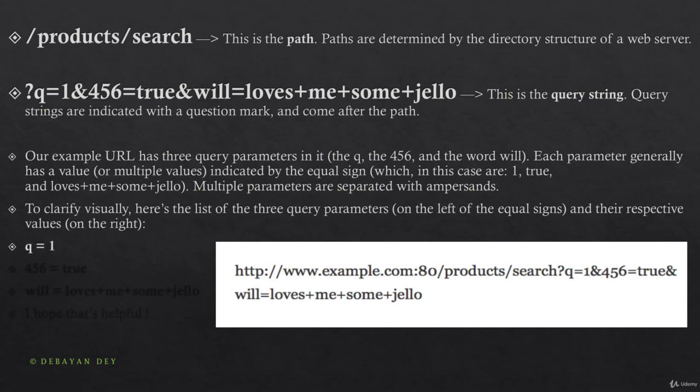So we have q equals 1, 456 equals true, and will equals loves plus me plus some plus jello. So I hope this explanation of URL query structure was clear to you. Please do refer to the reading material for better understanding.